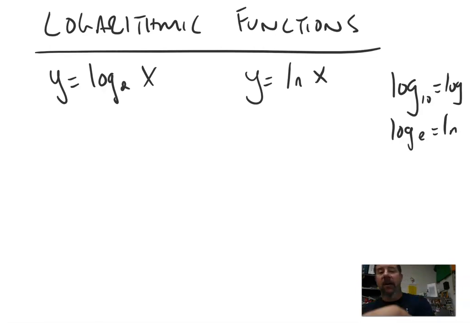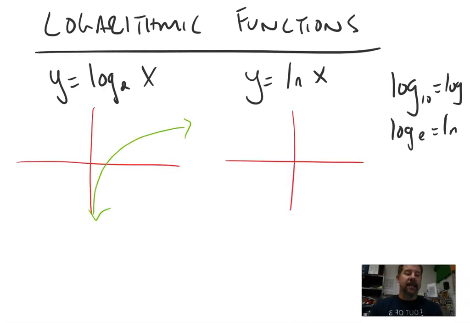If we're going to graph log functions, they would look something kind of like this. They have an asymptote at the y-axis, because remember, we can't take the log of 0 or a negative number. And then they kind of curve up. It's basically like an exponential growth on its side. If you have a negative in front, or if your base is less than 1, then it would look like this.